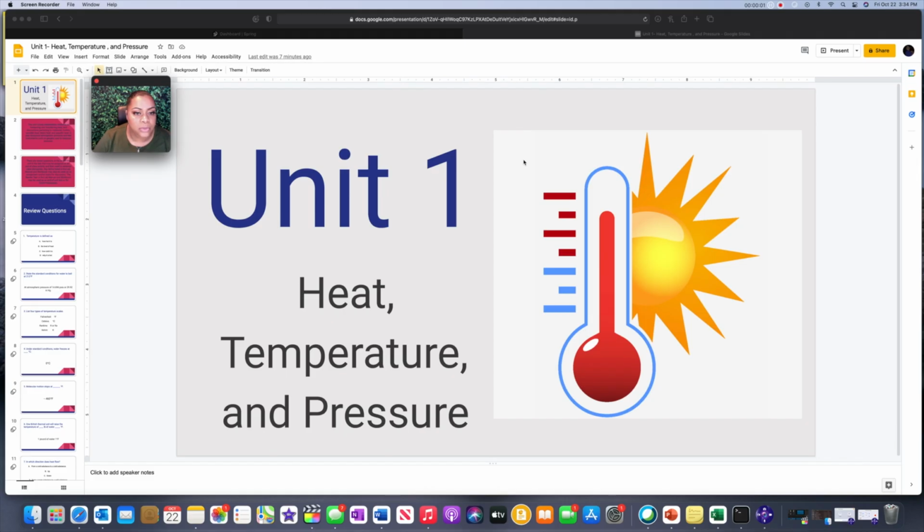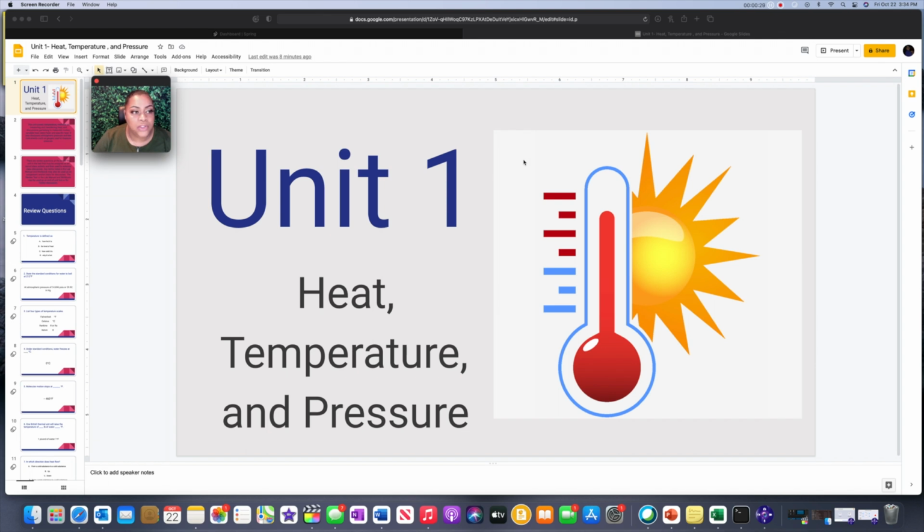Get into Unit 1, heat, temperature, and pressure. I'm trying to keep it as professional as possible, but in a way that you'll be able to see it. So I went ahead and screen recorded so that I can show you on Google Slides how we can see the information. That way, just in case you need to go back before a test or a small cram session, this will be a refresher course for you.